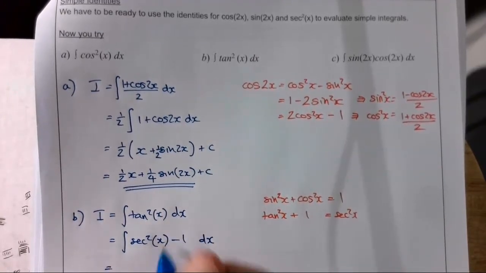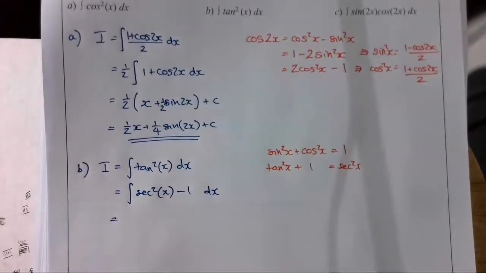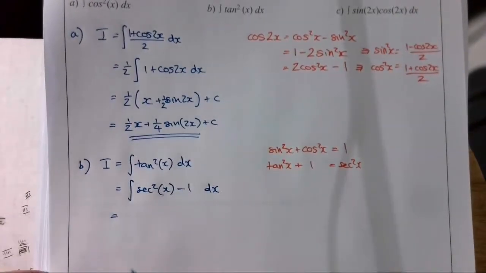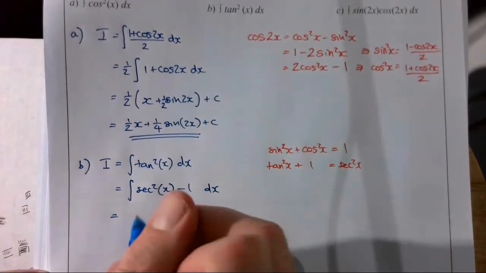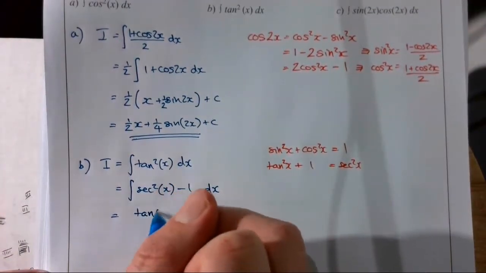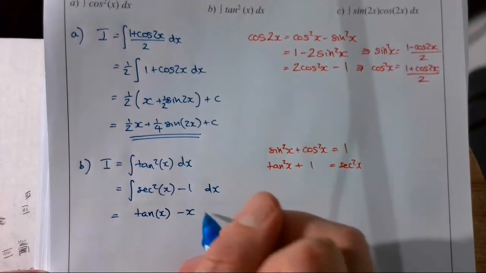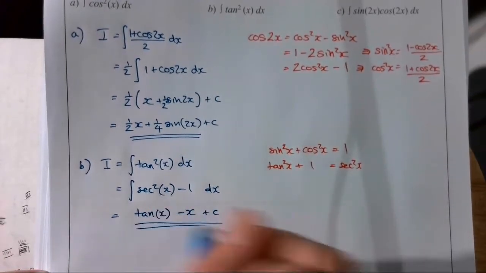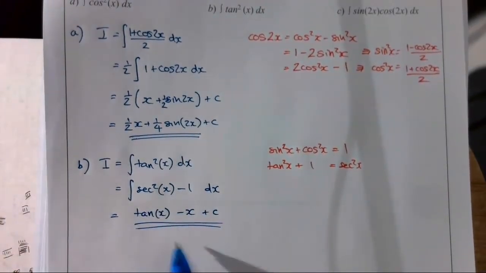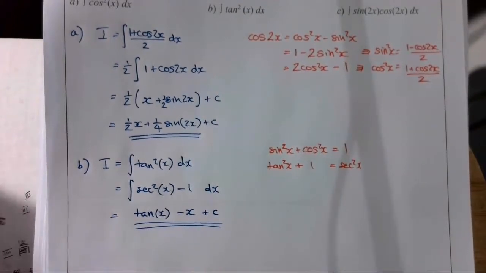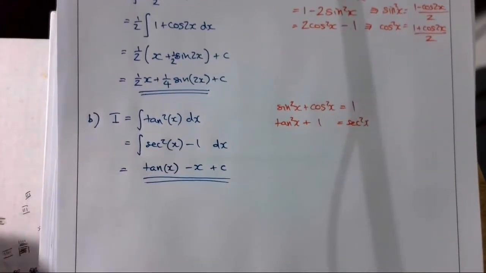And the good thing is we do know the integral of sec squared. We know that tan differentiates to sec squared, so sec squared integrates to tan. So this is just going to be tan x minus x plus c. And that's nice and simple. That's our answer. That's perhaps the easiest of the questions we'll look at today.